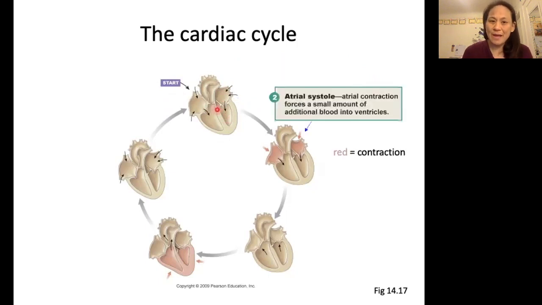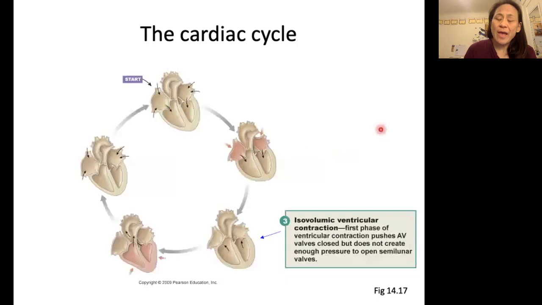Let's move on to the next step. So the next step is called atrial systole. And as you can guess from the name, what happens during atrial systole is that the atria contract, okay? That is going to force some additional blood down into the ventricles from the atria. I just want to point out that in these diagrams, red or pink or whatever you want to call it, indicates contraction. So here you can see that this red in the atria is indicating that the atria are contracting.